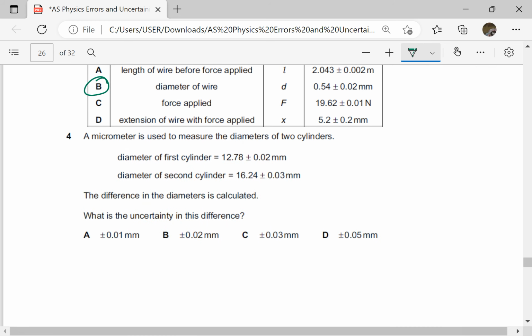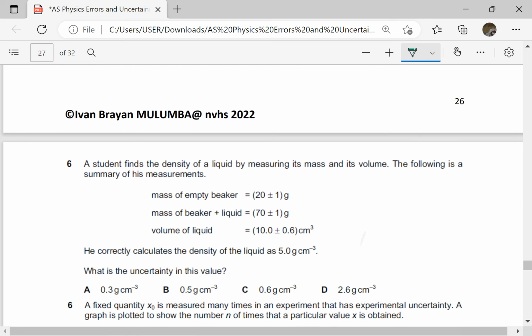A micrometer is used to measure diameters of two cylinders. Diameter of the first cylinder is given, diameter of the second cylinder is also there. The difference in the diameter is calculated. What is the uncertainty in the difference? So we just sum up. The uncertainty just increases, they don't reduce. So it is 0.02 plus 0.03. The uncertainty in the difference is 0.05. We don't subtract them, we just add them.